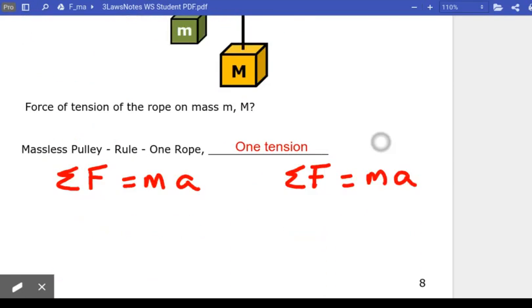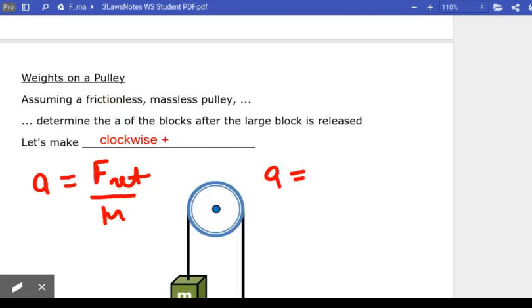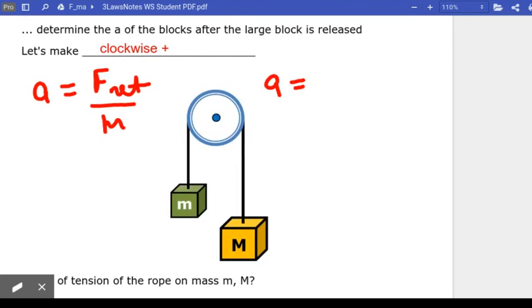All right, we're on page 8. Yep, page 8 of the handout. We have a pulley with two masses. One mass is bigger than the other. The yellow or orange one is bigger than the green.